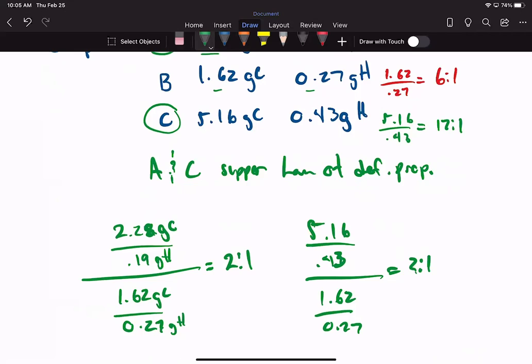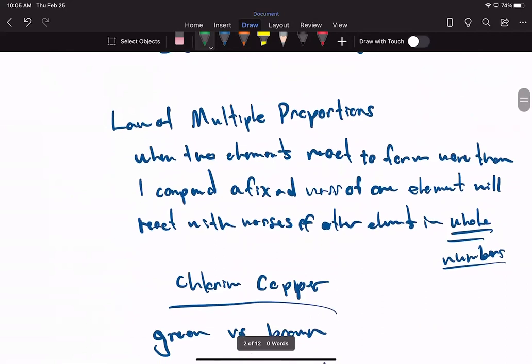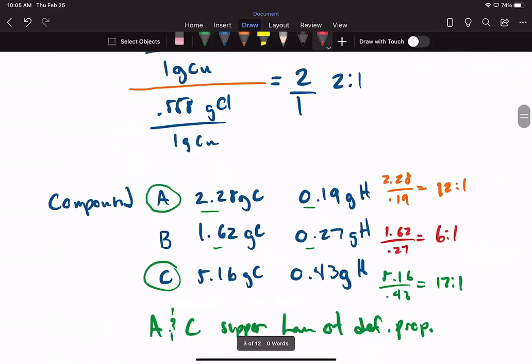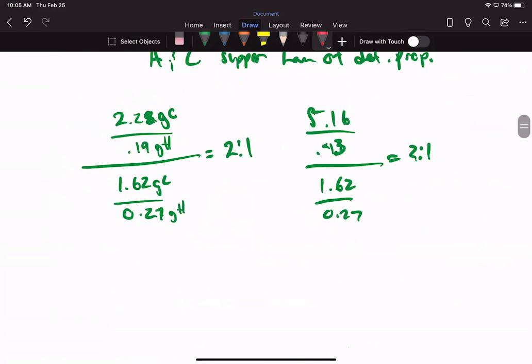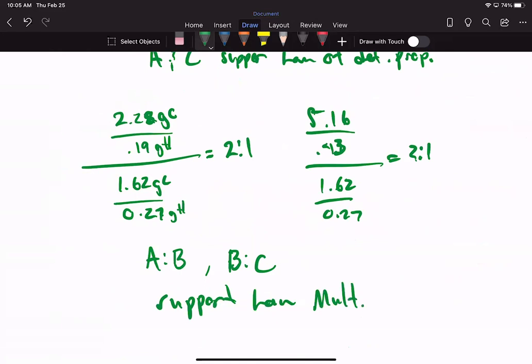So, right, when two elements react to form more than one compound, these fixed masses are going to form other elements in whole number ratios. This supports Dalton, or this supports the law of multiple proportions, that we have these masses that react that meet in whole numbers. And there's our whole number ratio there. So we'll say that A and B, and B and C, support the law of multiple proportions.